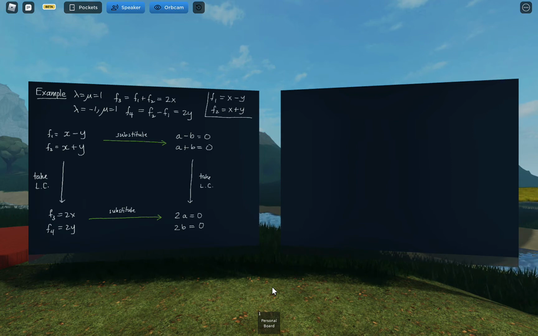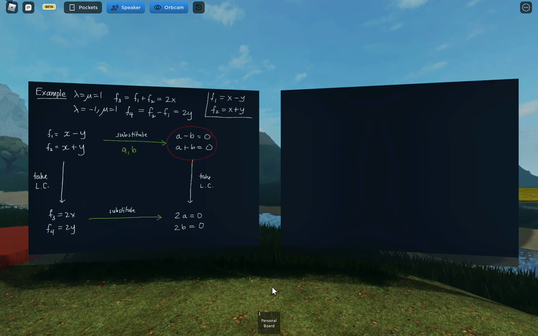Well, it means that if I have a particular a and b, so taking linear combinations preserves solutions, I guess is one way of saying it, right? Suppose I find an a and b which make these 0, that is a solution of f1 and f2.